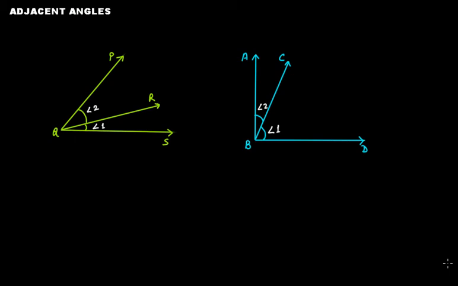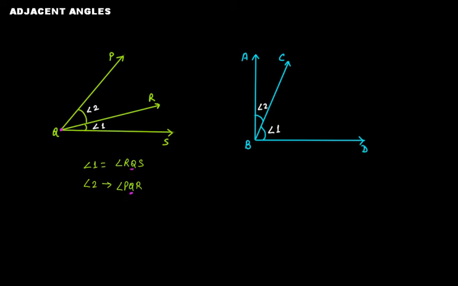What are adjacent angles? If you look at these two diagrams or figures, you can see that we have two angles in each of these two cases, angle 1 and angle 2. Angle 1 is equal to angle RQS, that is, we have represented angle RQS as angle 1. And angle 2 is actually angle PQR. You notice one thing, that in angle 1 and angle 2, this is a common vertex for these two angles. Q is here and Q is here.